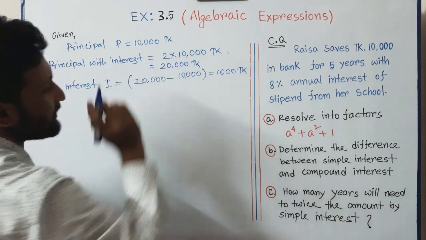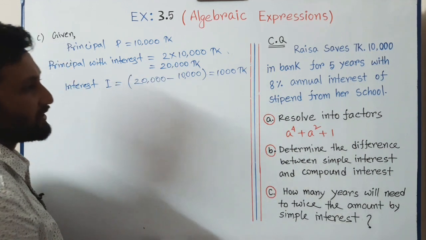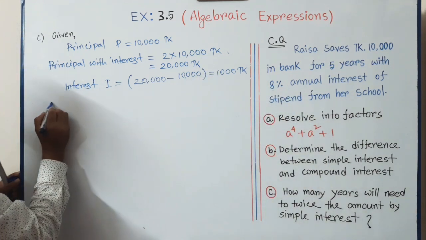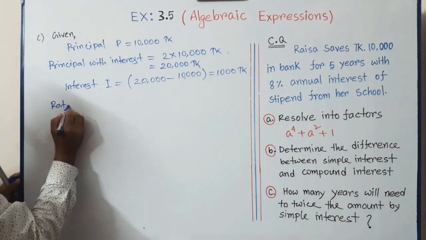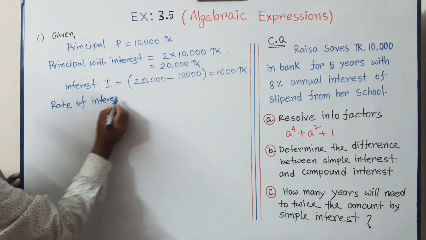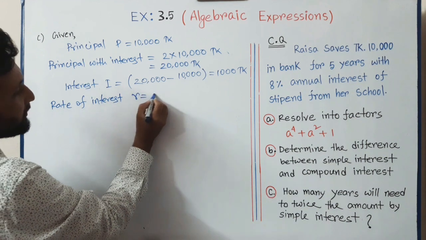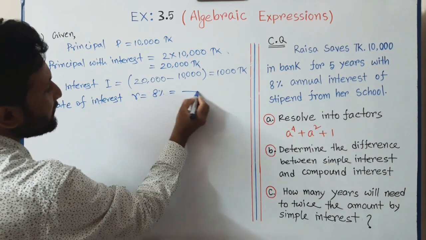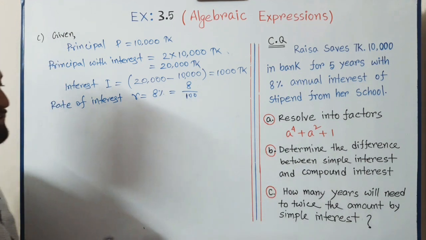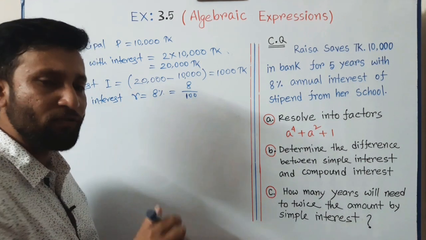Interest 10,000 taka. Okay, so I equal to 10,000 taka and rate of interest is 8%. That means 8 by 100. Okay, now we have to identify the number of times, that means the value of n.